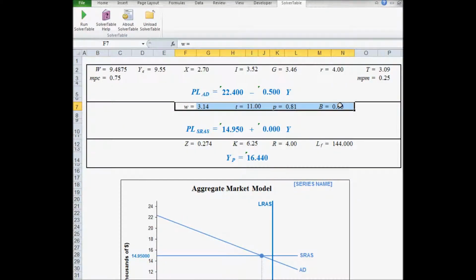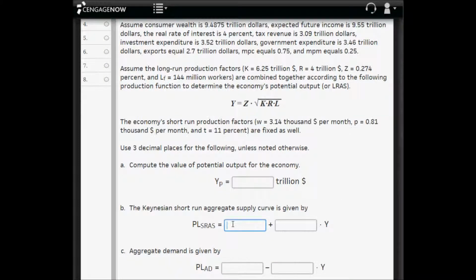Again, the Keynesian model has a slope of 0.00 because wages and prices are sticky in the short run, an assumption of Keynesian economics. I'm going to copy the intercept of the short-run supply curve into Cengage now and type in 0 for the slope of short-run aggregate supply.